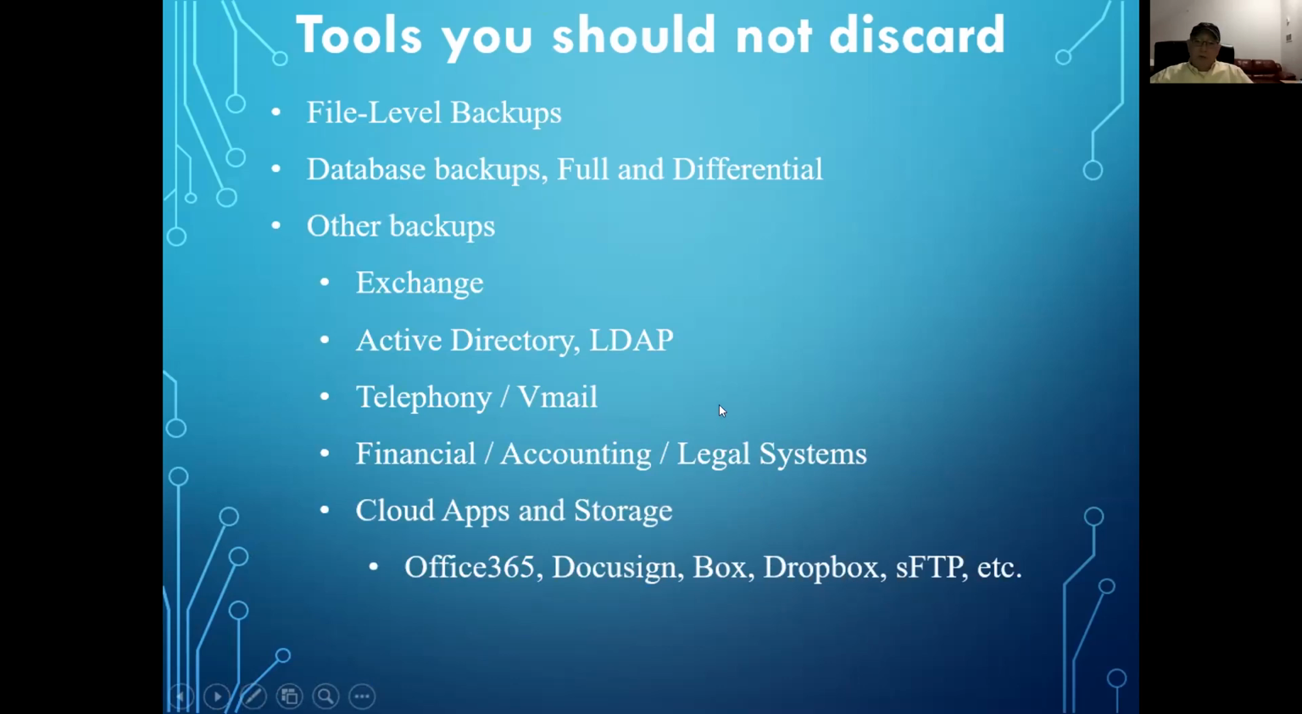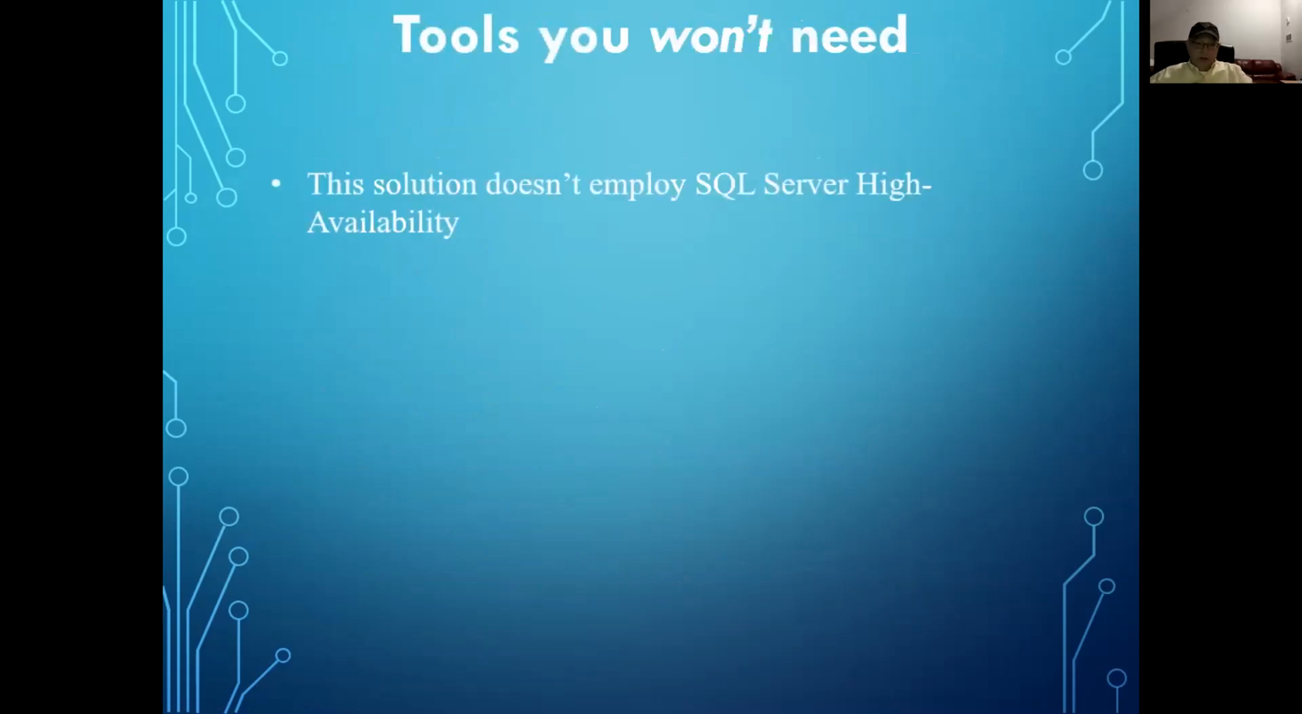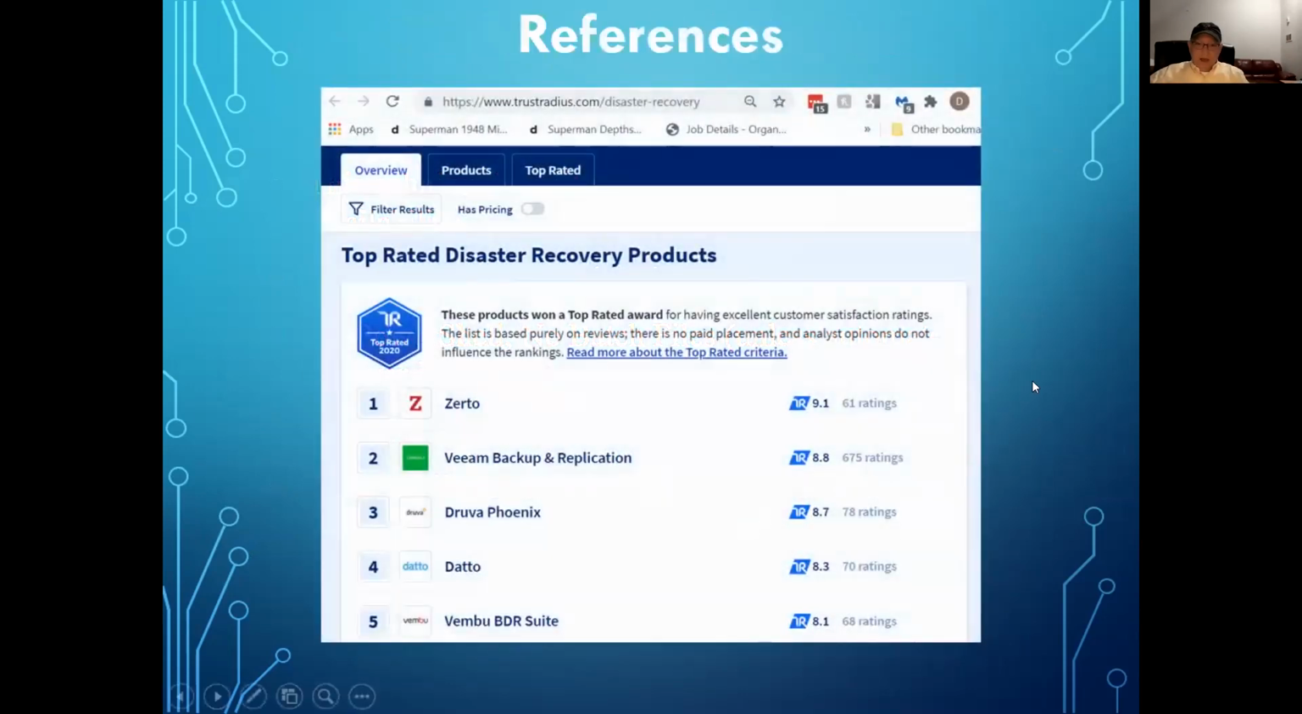Continue doing your normal business. Augment it with the disaster recovery capabilities. For this scenario, tools you won't need: we don't need SQL Server high availability. We don't need transaction logs, no file copying, no PowerShell, no batch files, unless you want to automate the failover. Then you might need PowerShell to push the button to failover. We'll talk about a scenario where if you don't have the replication software, you still could do things like file copying. And I want to put that out there for the public. And we'll do that in our roll your own scenario later.